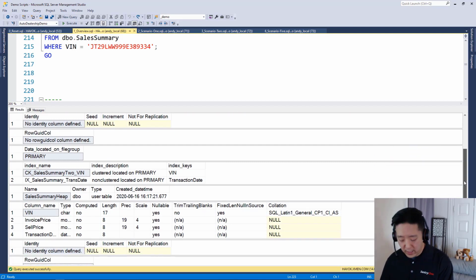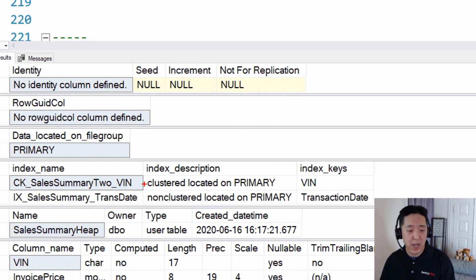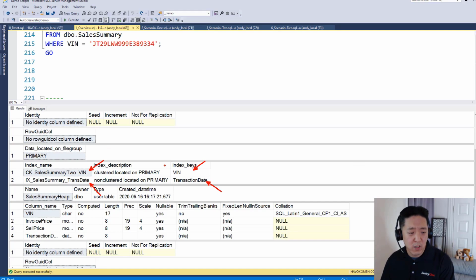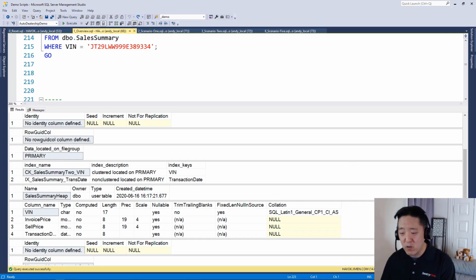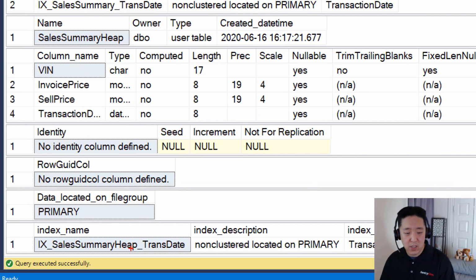At a quick glance, I can see that the first table, sales summary, has a clustered index on VIN and a non-clustered index on the transaction date. I can also see the underlying data types, the columns, and other information. If I scroll further down into the second result set, I'd see information on sales summary heap: there is a non-clustered index on the transaction date, but otherwise there is no clustering key, of course, because this is a heap after all, right?